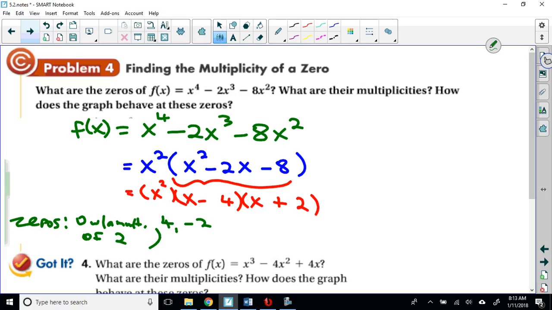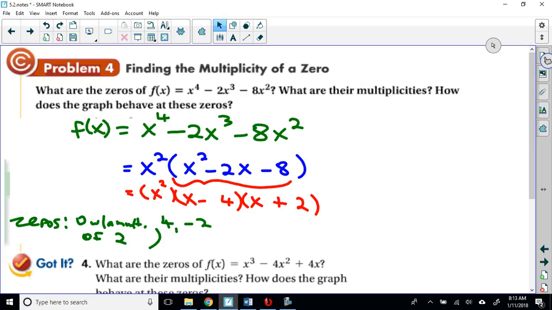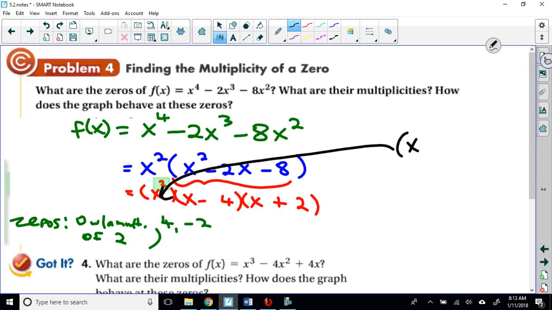How are we doing? Question. The multiplicity comes from the fact that we have this exponent of 2 on that particular factor. That x squared is really x minus 0, the quantity squared. So anytime a factor has an exponent other than 1, there's going to be a multiplicity there. That's a really good question.